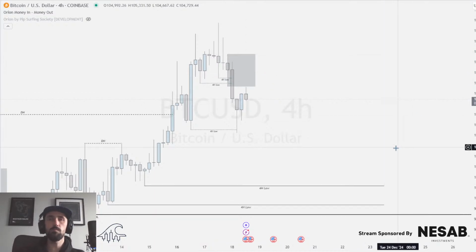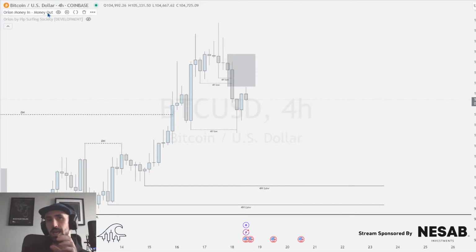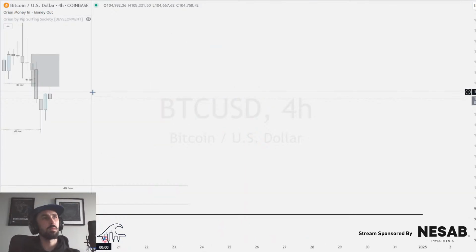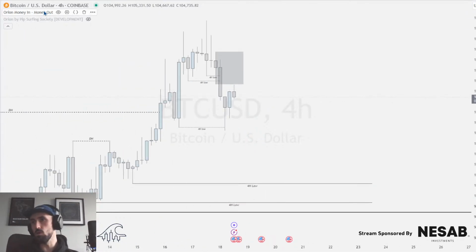What is that indicator about? So it's the money in, money out indicator, which is the core and the heartbeat of the Orion trading system, which is understanding the principle of institutional money movement. So if you watch the Keep It Simple series, part 1 to 5, that whole concept is explained so you can understand it in really simple terms. It's the core of what we teach in the Keep It Simple series.